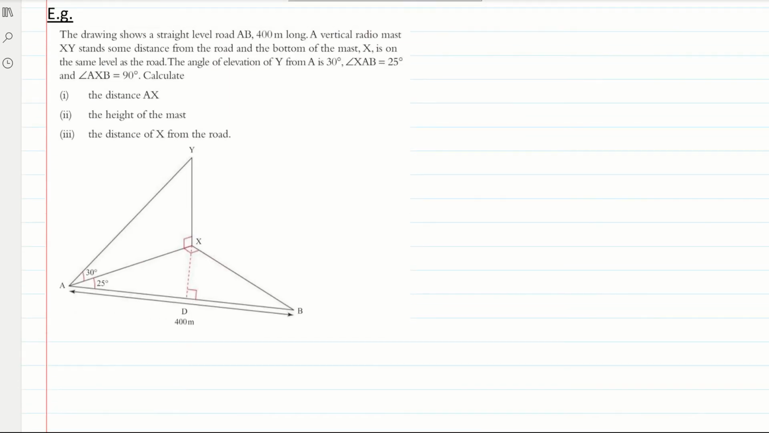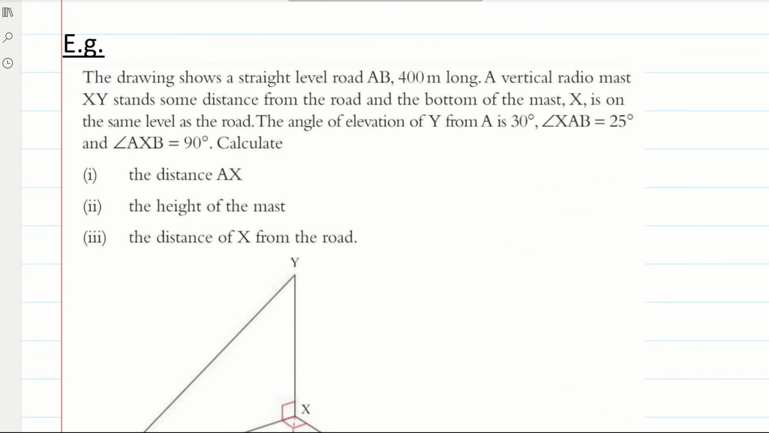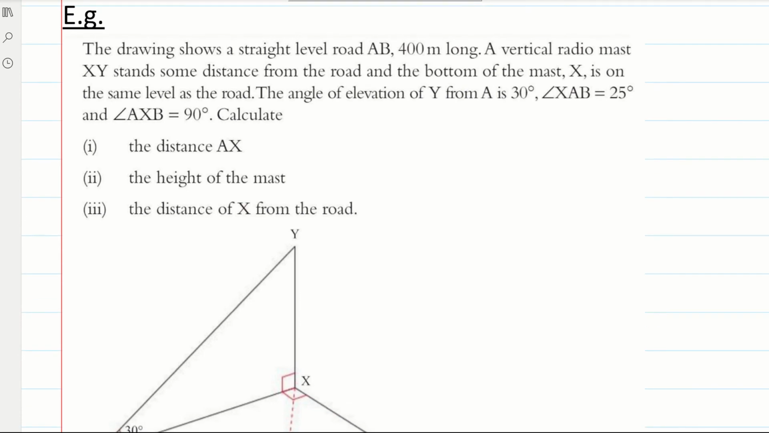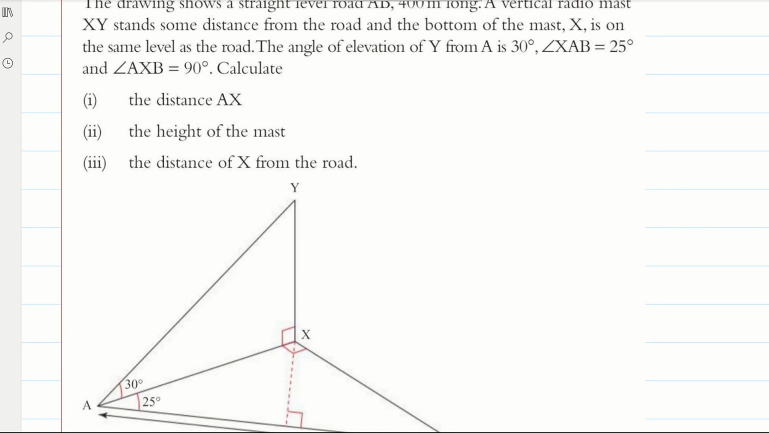And the next question is straightforward as well, so again you might want to pause the video, do it yourself, and then quickly go through the answers. So the drawing shows a straight level road, AB 400 meters long, a vertical radio mast, XY stands some distance from the road, and the bottom of the mast X is on the same level as the road. The angle of elevation of Y from A is 30 degrees.